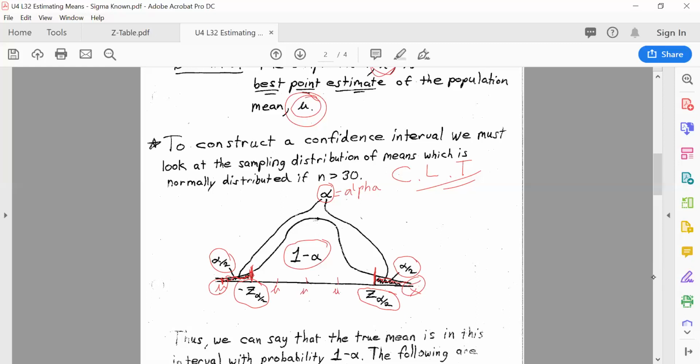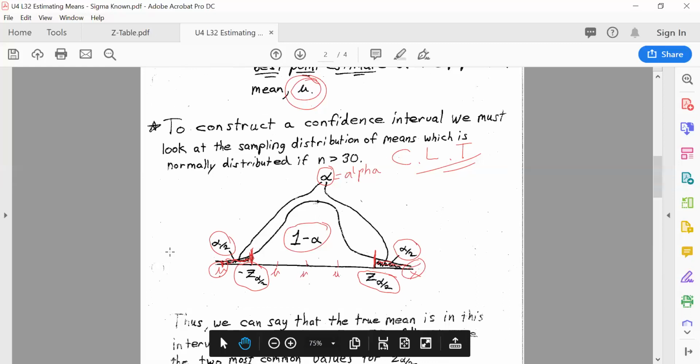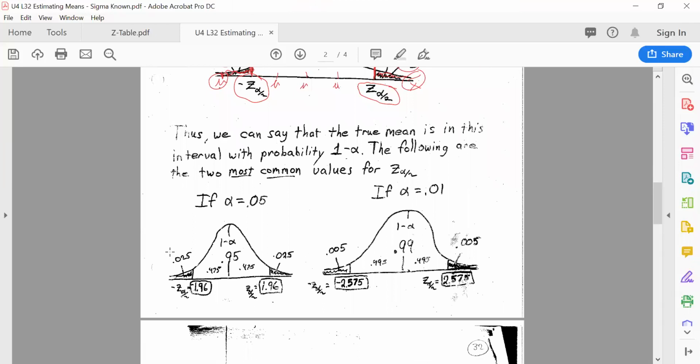So there are two very popular values for alpha, and by the way, not the only values by any means. As a matter of fact, your homework will use many different values of alpha. The two most common values for alpha are 0.05 and 0.01. If alpha is 0.05, and I split it in half, I get alpha over 2. 0.05 divided by 2 is 0.025.